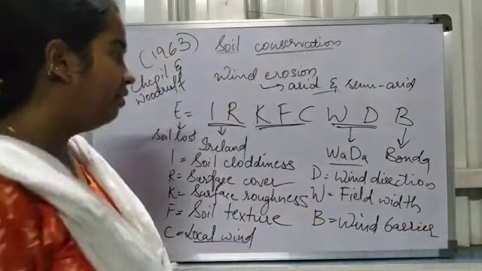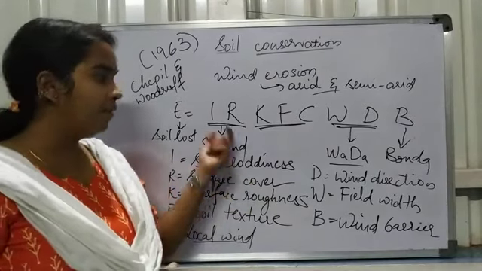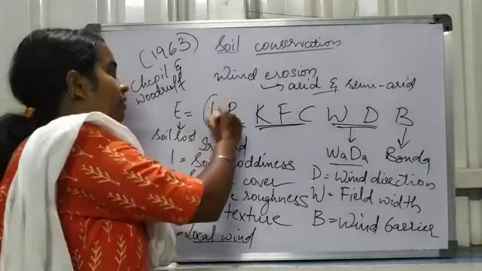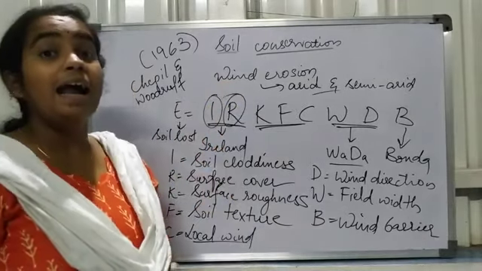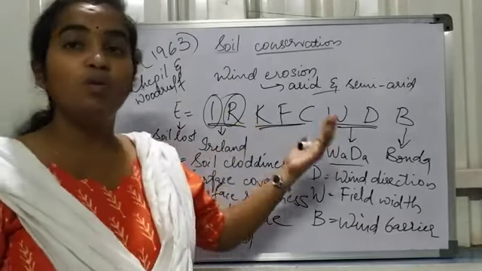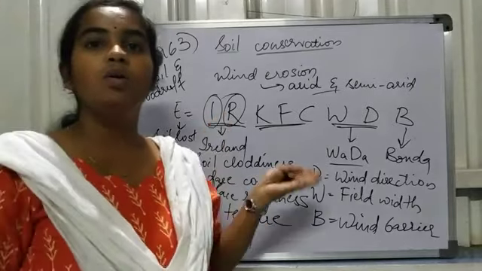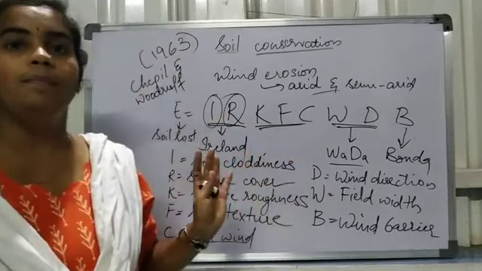Wind barrier in the field. So these are the various parameters, or the abbreviations of the different letters or terms used here, and it is very important to remember what letter stands for what parameter, right? I hope you are clear about this wind erosion formula, right?